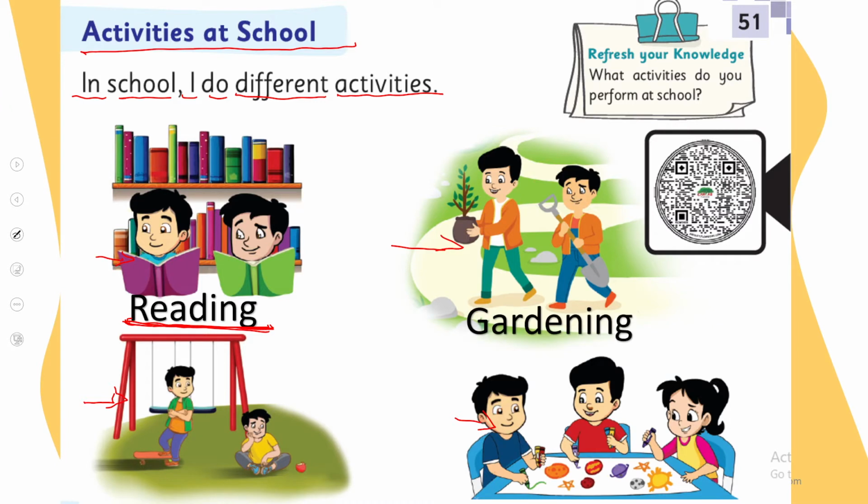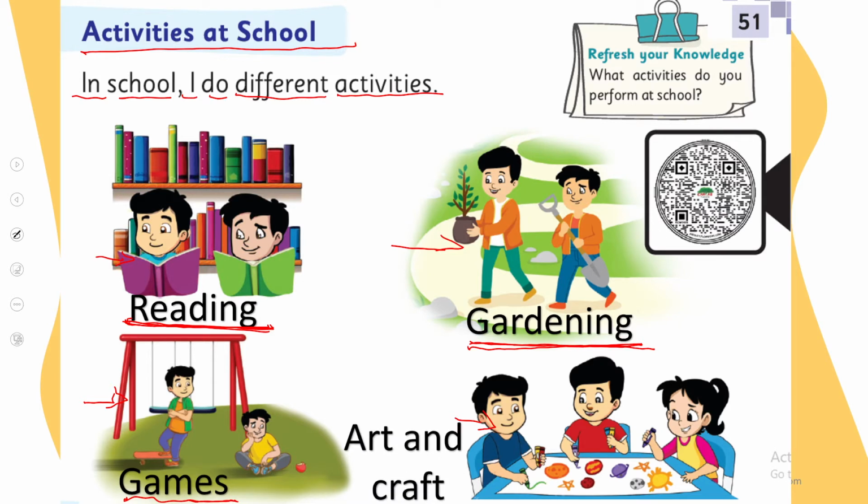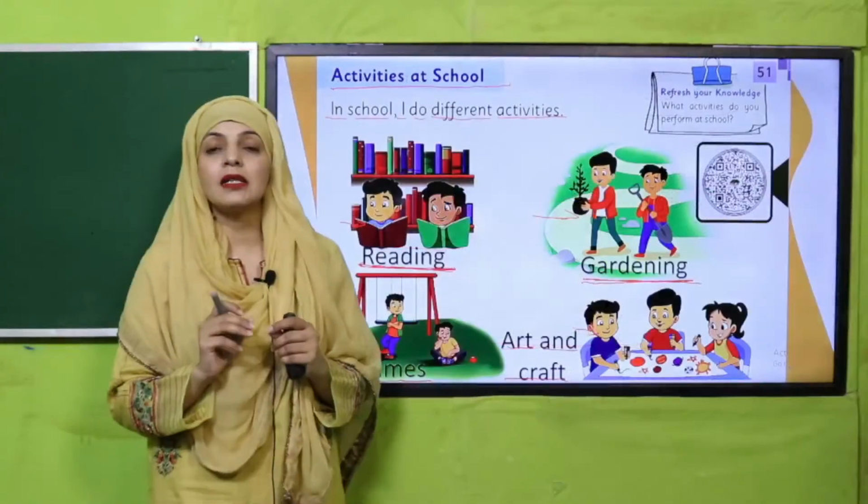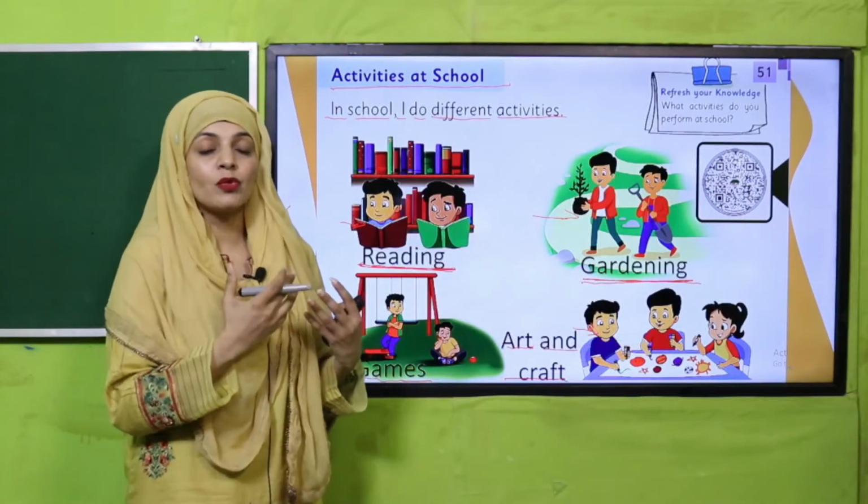Then comes gardening. बागबानी जिसे कहते हैं, gardening. Write it down, gardening. Then comes games. You play different games. And last one is art and craft. You also make different things and you paint and you color. So you also do art and craft. So my dear students, pause the video and quickly write under every picture the activities.